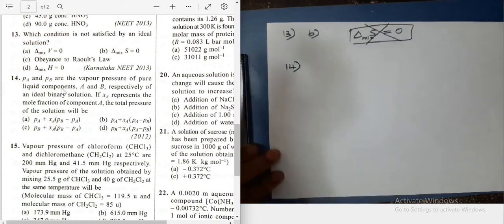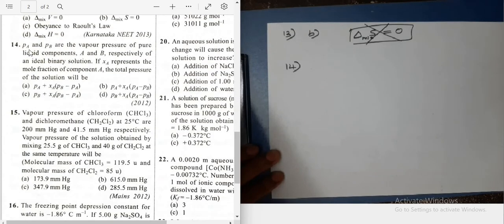Students, just go through the question. Partial pressure of A and partial pressure of B, right? The small p represents partial pressure. PA, PB are vapor pressures of pure liquid components A and B. So these two are pure vapor pressures, respectively, of an ideal binary solution.